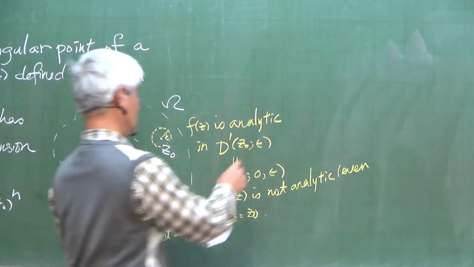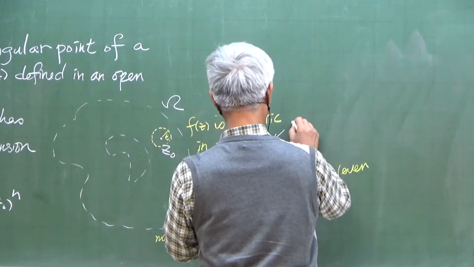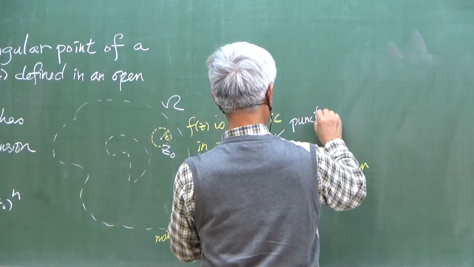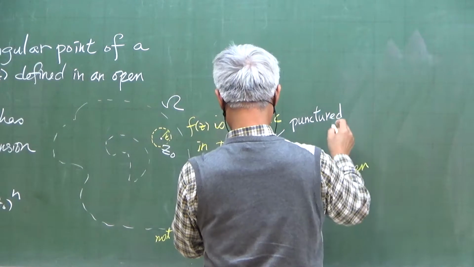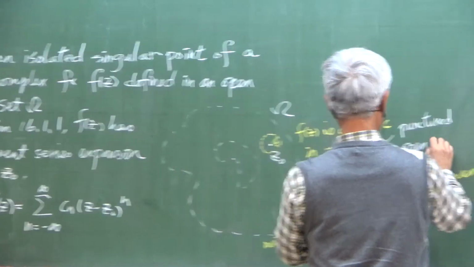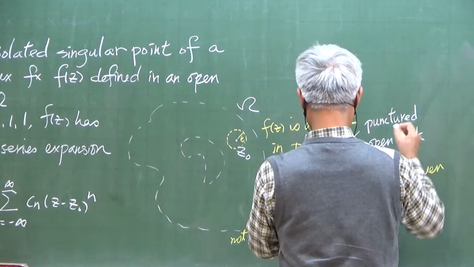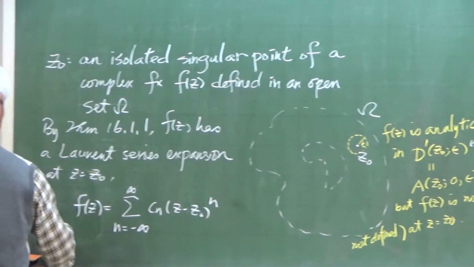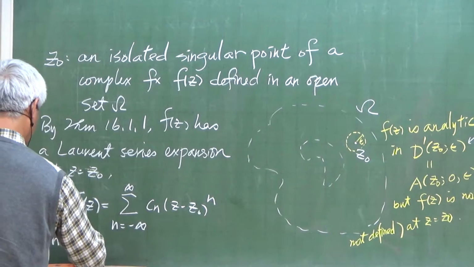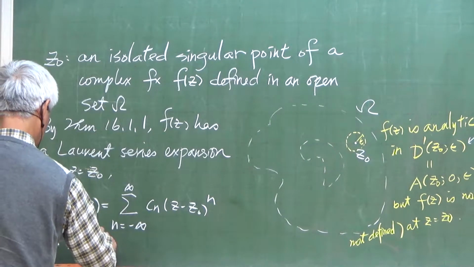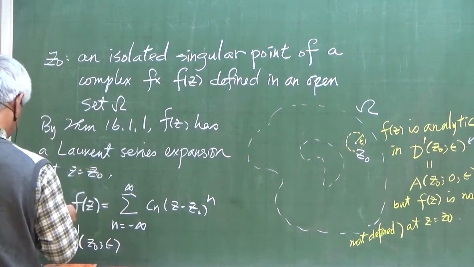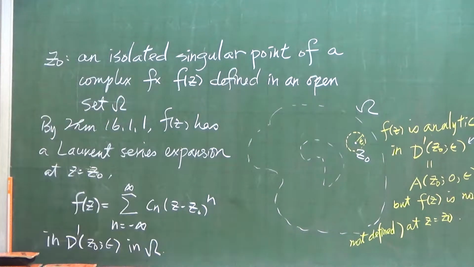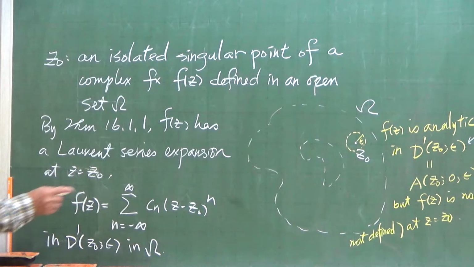So we call this the punctured open disk D prime of z0 and epsilon, in omega.